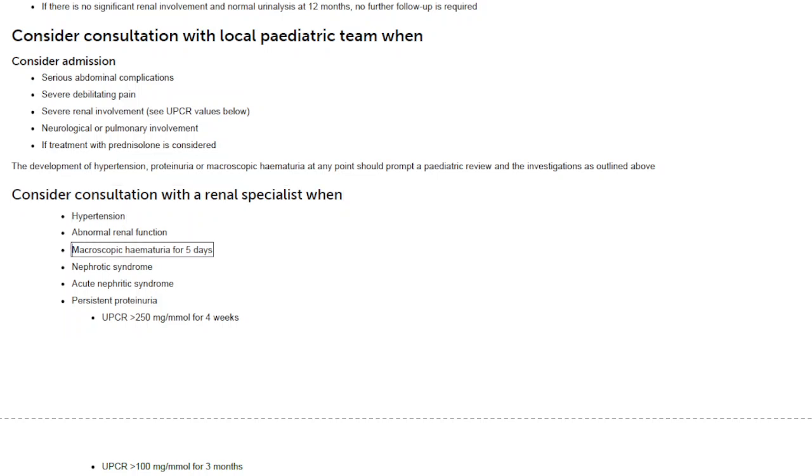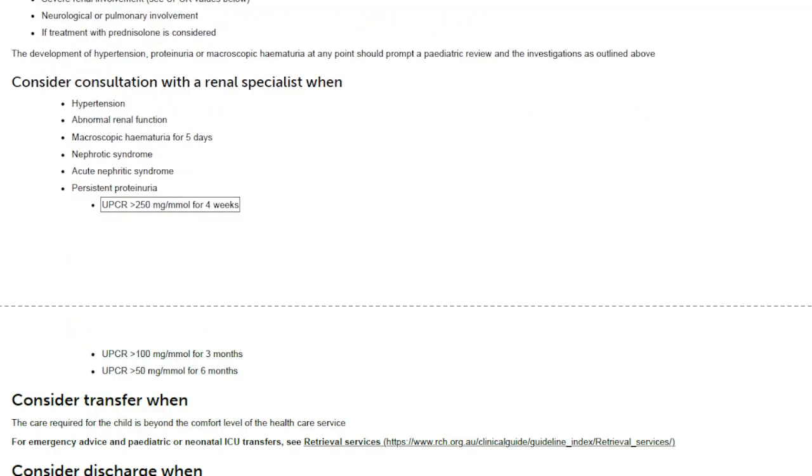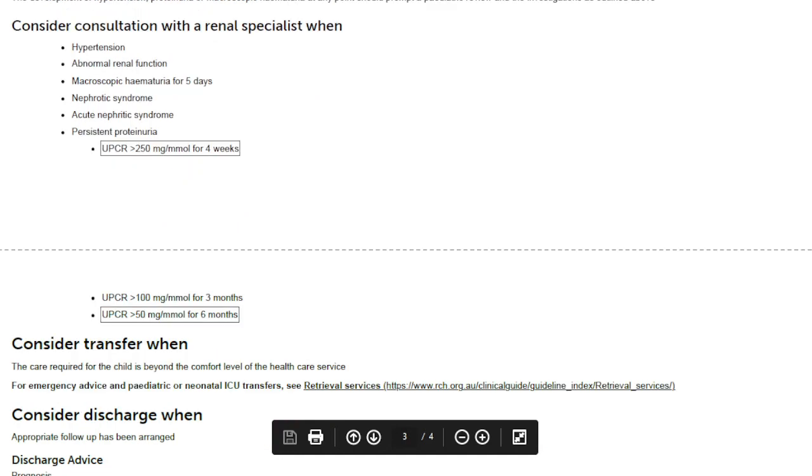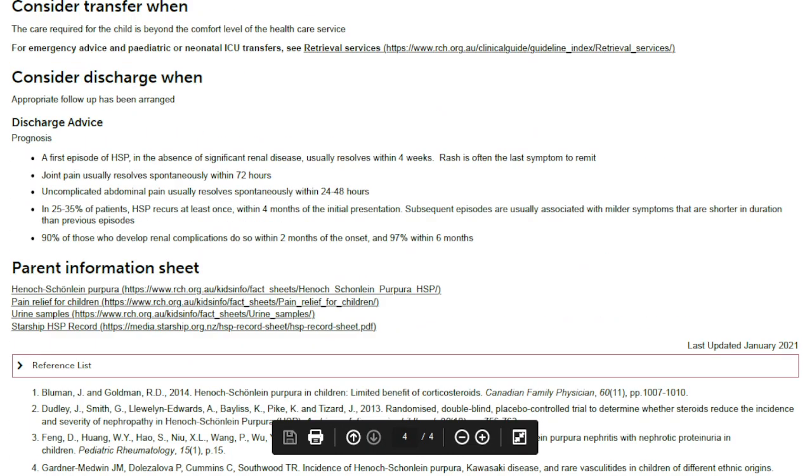Hypertension. Macroscopic hematuria for 5 days. Abnormal renal function. Nephrotic syndrome. Acute nephritic syndrome. Persistent proteinuria: UPCR greater than 250 mg/mmol for 4 weeks, greater than 100 mg/mmol for 3 months, greater than 50 mg/mmol for 6 months.